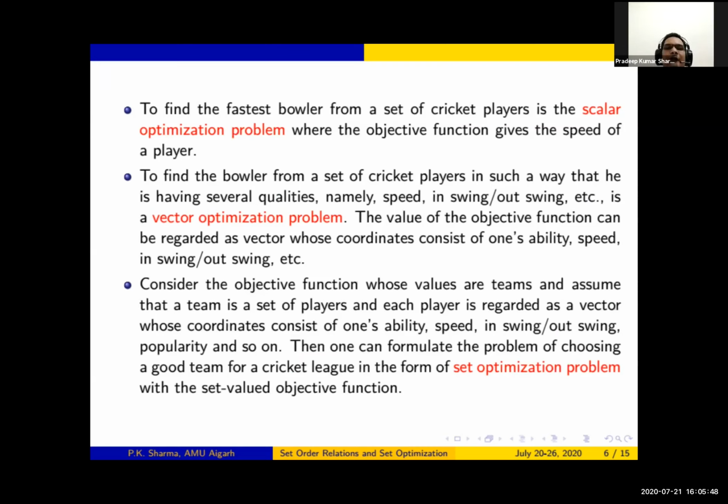Suppose that we are interested in finding out the fastest bowler from a set of cricket players. Then this is the case of scalar optimization problem, where the objective function gives the speed of a player. Basically, if we want to find the fastest bowler, then we have to find the maximum. We will choose a person who has the maximum speed. So this case is of the maximization problem.